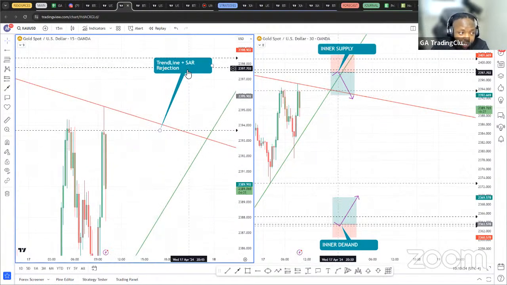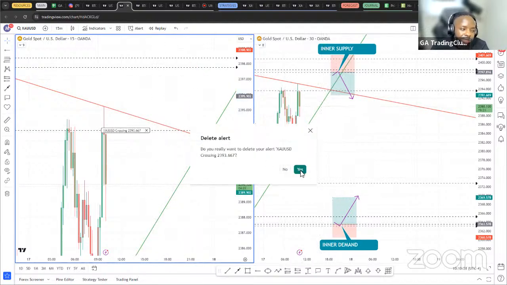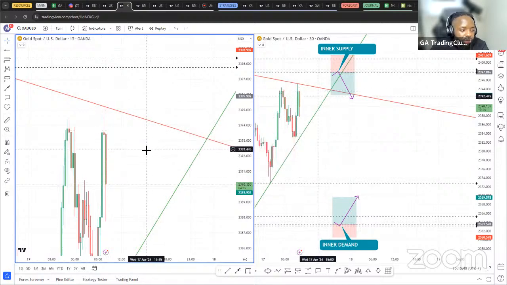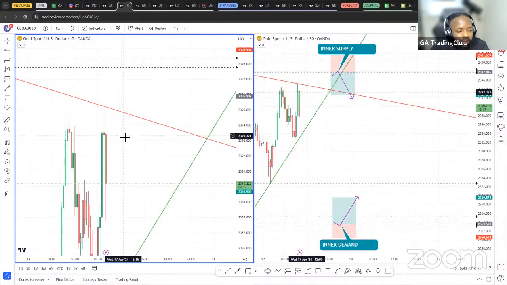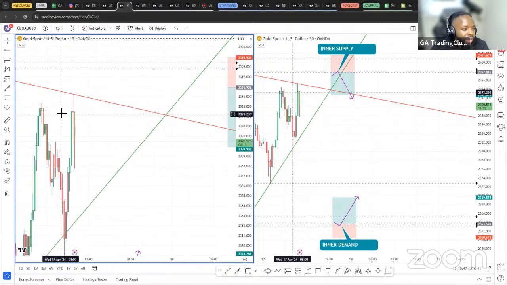So even for this one, the trend line and rejection, I will go ahead and delete this one because it was a bit too close. The entry was a bit too close. So actually looking back, that's a trade I probably should have taken as well. So I'll just delete that one.